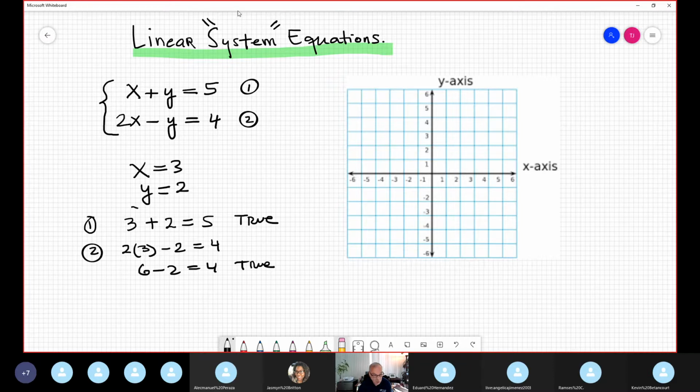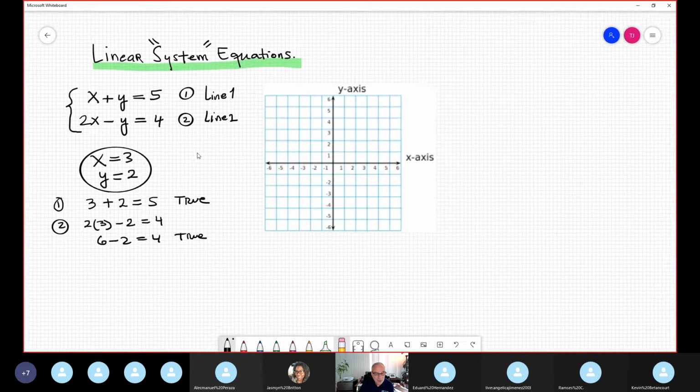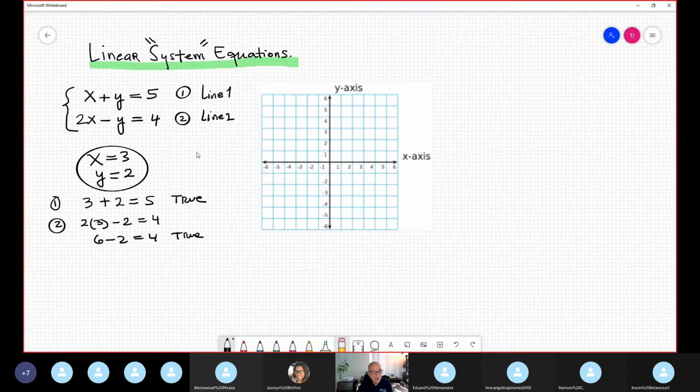Now, how do you find that? Well, there are many ways to find this. I want to explain because I want to give you a geometric interpretation of this. I know very well that this linear equation, the graphic is a line. So we have line number 1 and line number 2. The point that satisfies line 1 and line 2 is the intersection, and the intersection is the point, and the point is the solution.